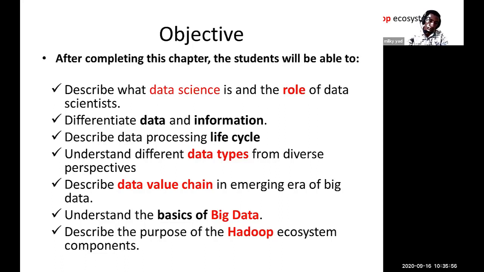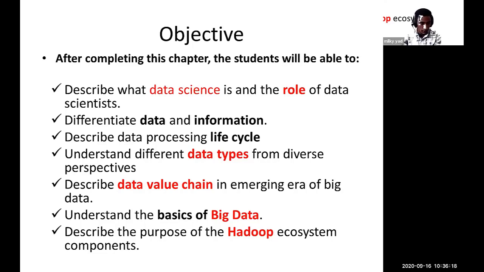Also, we will understand different data types. What do I mean by data type? Actually, data type in computer science means a memory location, in order to store different types of data like number, text, character, and so on. So we will see what I mean by data type from different perspectives.